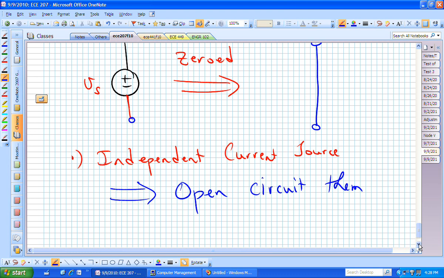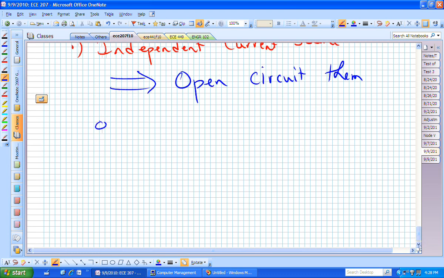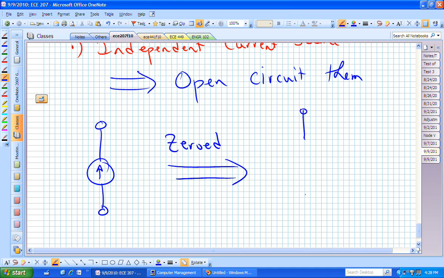Or pictorially, if we now have this picture, if it's going to be zeroed, that's how we do it. We simply open it up. That's how we are going to zero sources.